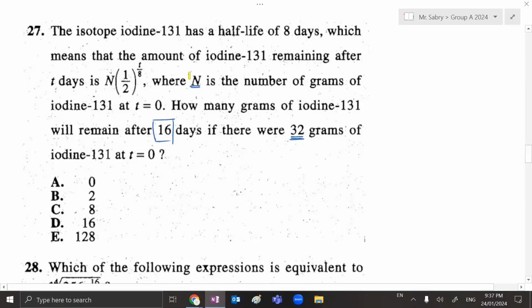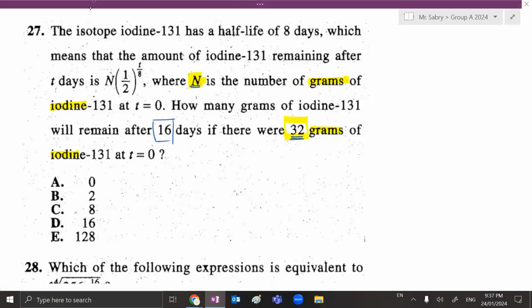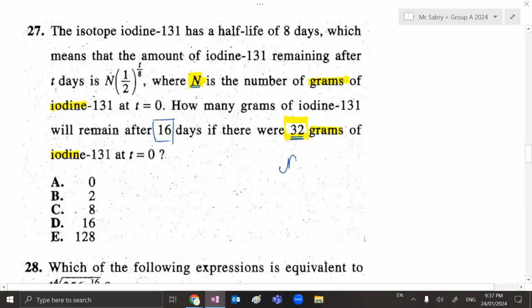Because they told me that the letter N is the number of grams of iodine. So when they say there's this amount of grams of iodine, then I know that the 32 is the value of N. This means that N is equal to 32.